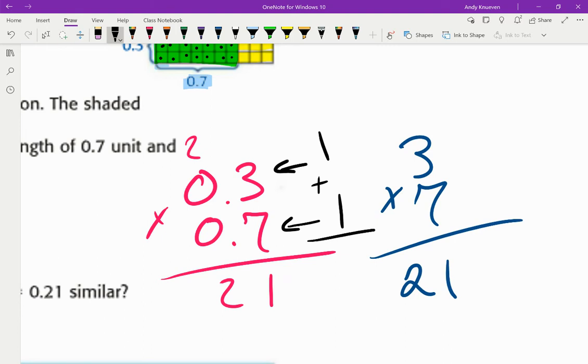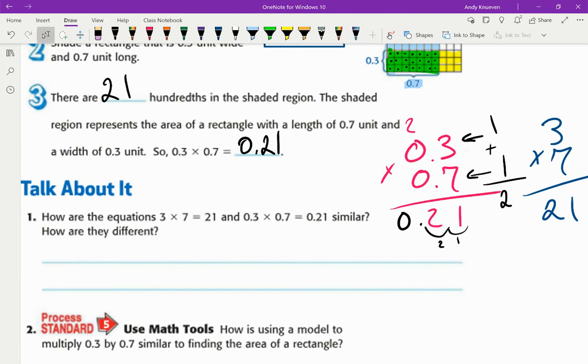So when I add these together, that means I'm going to have 2 digits to the right of the decimal. So I'm going to go 1, 2, move my decimal point over two spaces. So I have two digits to the right of the decimal. And I always have 0 in the ones place if I don't have any whole numbers. All right, so how are they similar?